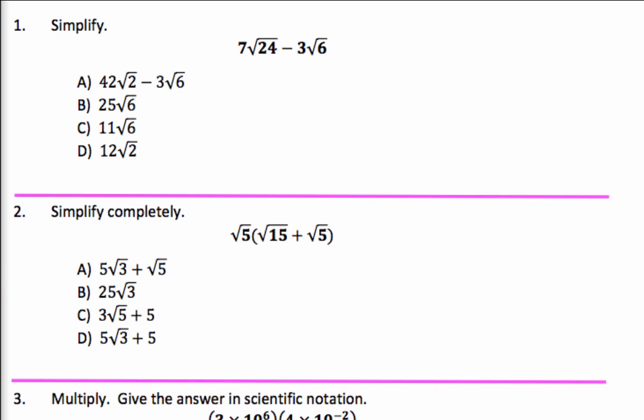Okay, so problem number 1 is 7 times the square root of 24 minus 3 times the square root of 6. Now remember, in math there's a principle that you can only subtract like terms. So here it's as if you have 7x minus 3y. Now you know you cannot subtract that. And in the same way, we cannot subtract the square root of 24 and the square root of 6 because they are unlike. The radicands are not the same, 24 and 6.